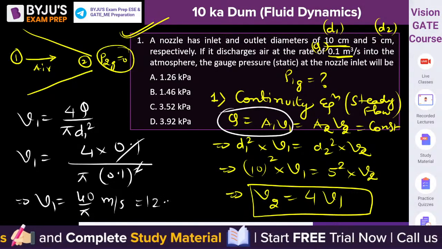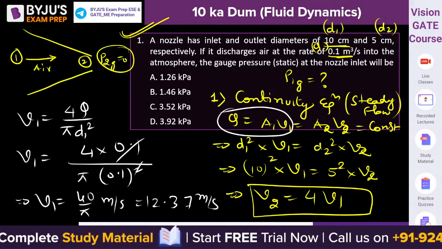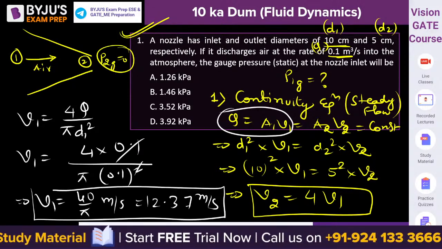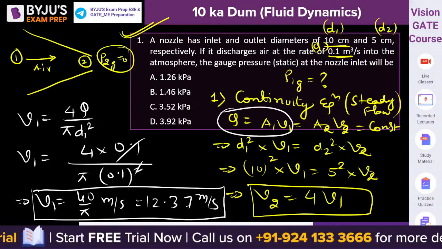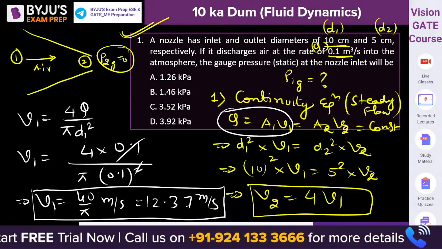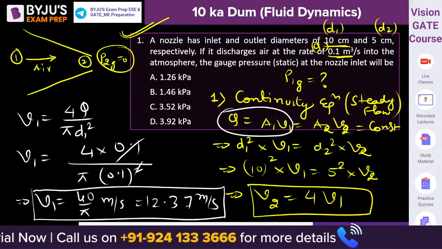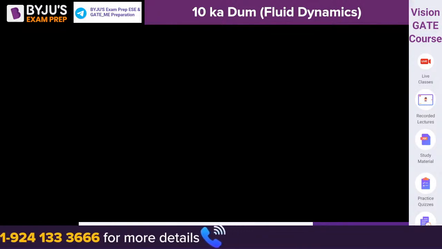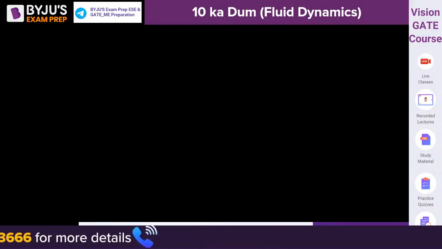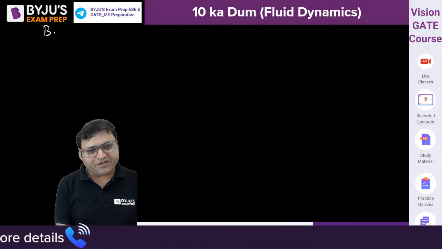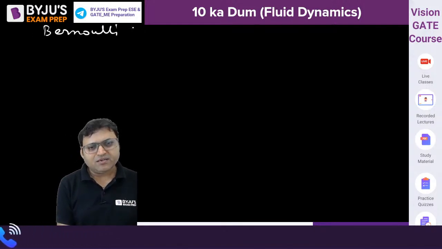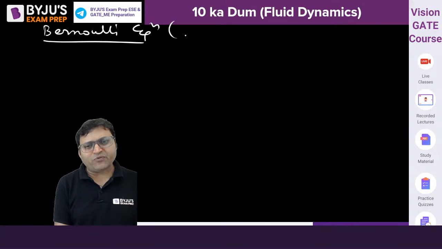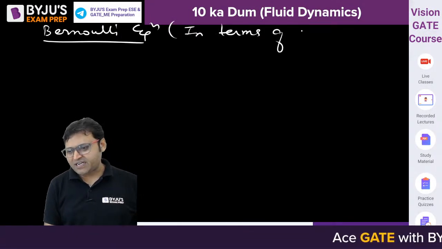12.37. V1 is equal to 12.37 meter per second. It is not a pravachan. It is a practice session. So the more you involve yourself, the more benefit you will get. And now apply the Bernoulli equation. If we write the Bernoulli equation, we can write the Bernoulli equation in terms of pressure also.